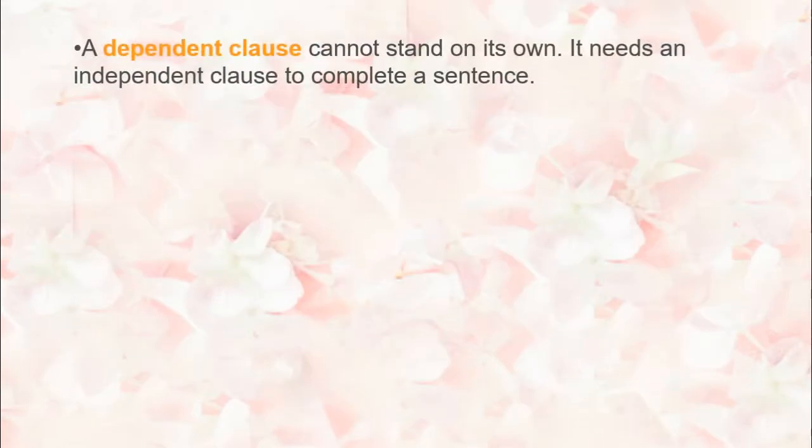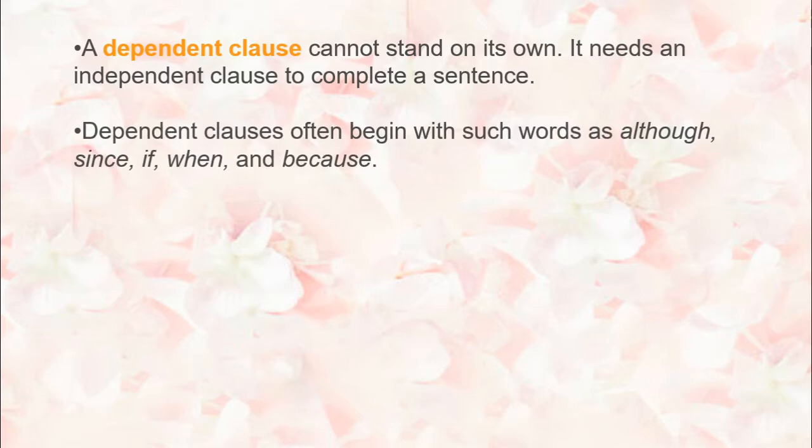So a dependent clause cannot stand on its own. It needs an independent clause to complete a sentence. We can understand by the word dependent. Dependent means this clause is dependent to another independent clause to complete its meaning. Right.